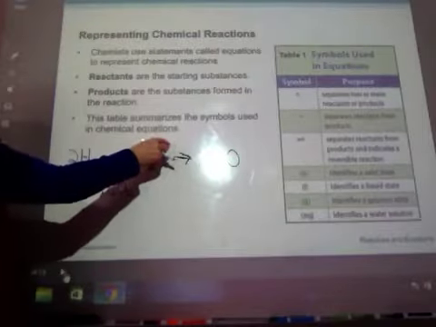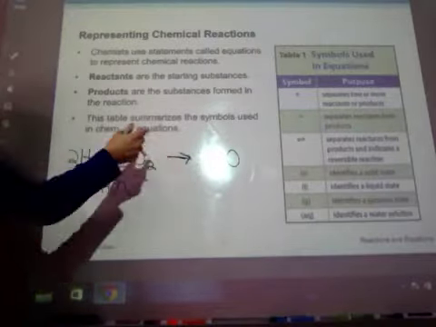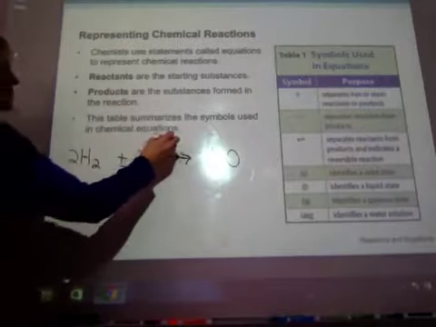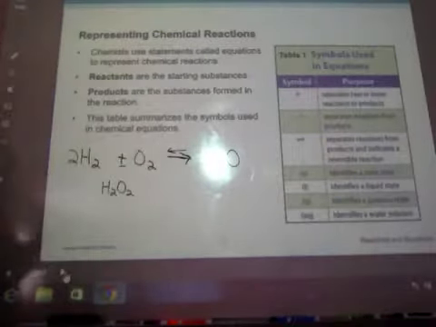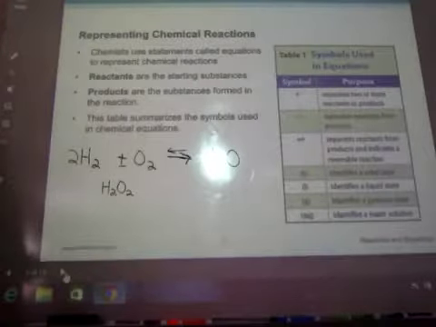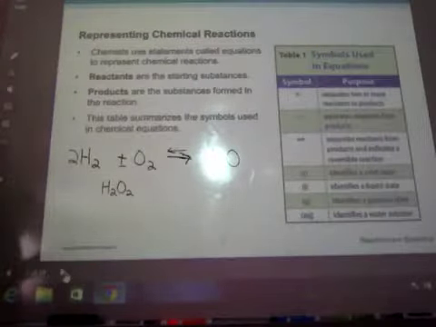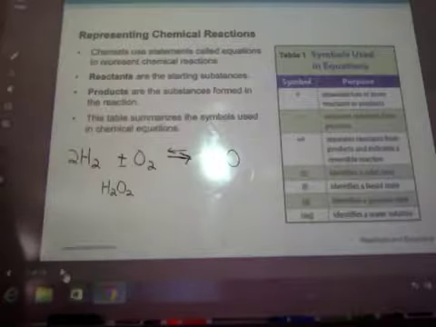You can use the term produces or yields water. Sometimes you'll see something that has an arrow going both ways. And that means that it's a reversible reaction, and it can go both ways, and we'll talk more about that later.